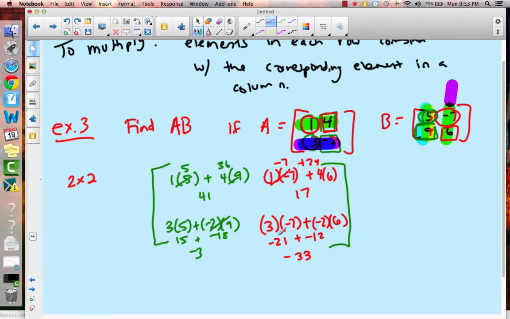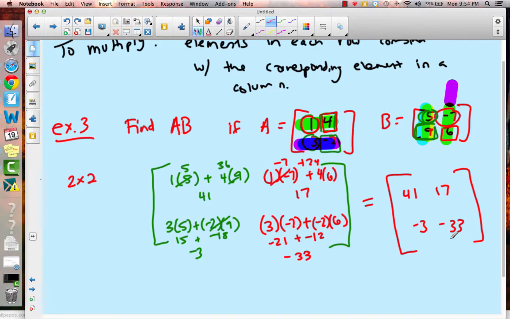All right, now I know that's kind of messy to work with, and as you learn to do this, you'll find a way to make it easier. A lot of you will probably end up doing a little bit of mental math, but when we simplify all of that, we get 41, 17, -3, -33. So there is our 2 by 2 matrix, 2 rows, 2 columns, and that would be our final answer.